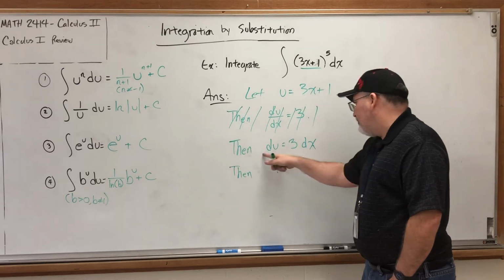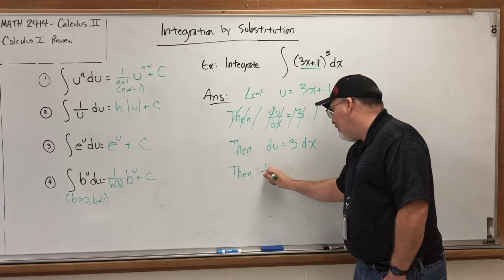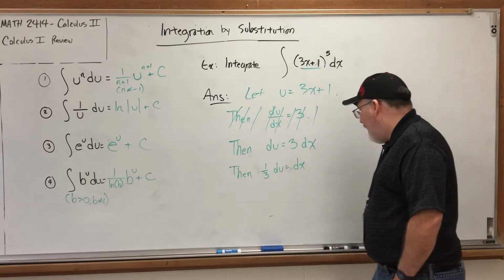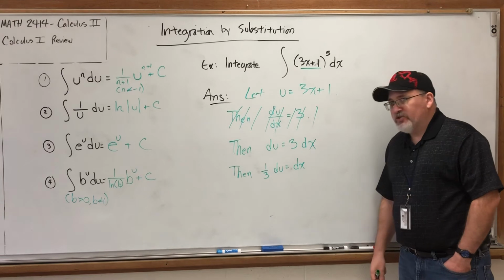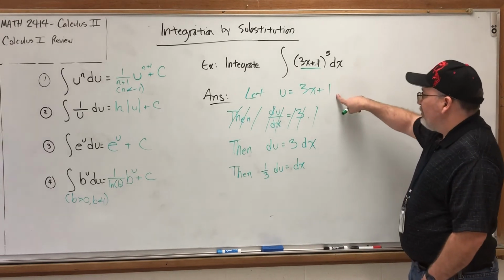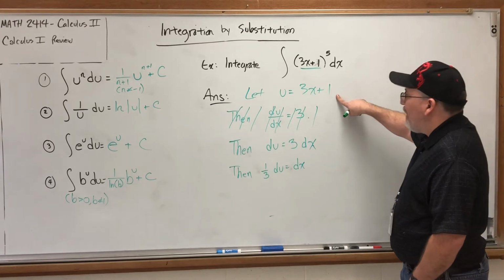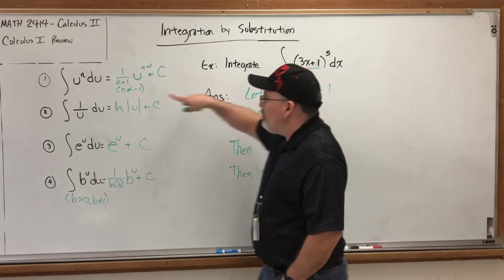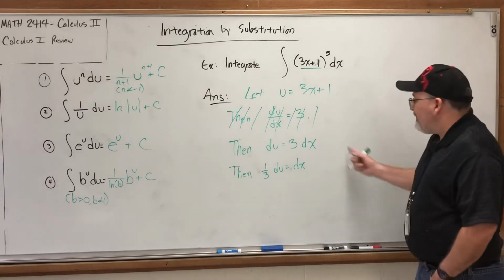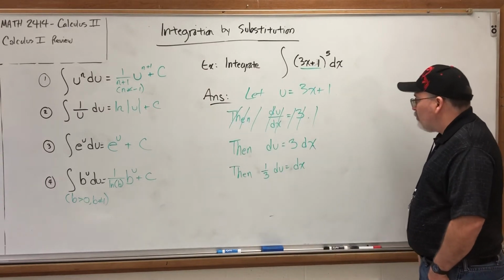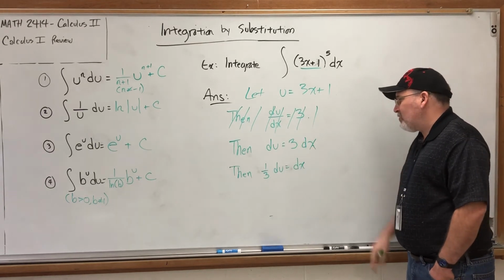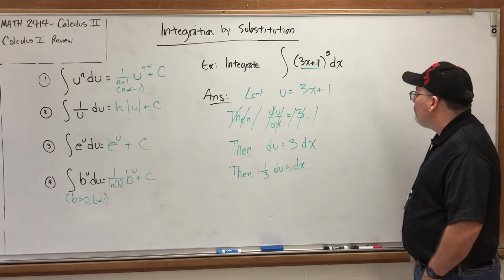If I multiply both sides of this by 1/3, I get 1/3 du is equal to dx. And that is what I will substitute for dx. The choice of the original substitution is driven by what is in the place of the u in the rule that I'm using, in this case 3x plus 1, and then you figure out what to replace dx with by taking the derivative of both sides, du on the left, dx on the right, and then solving for dx.